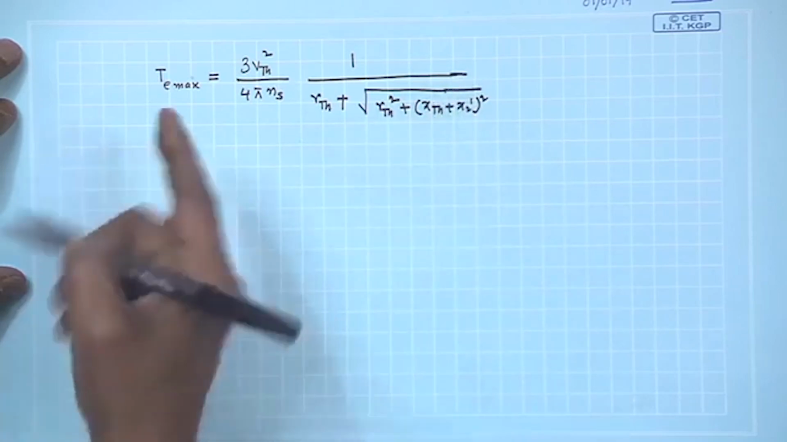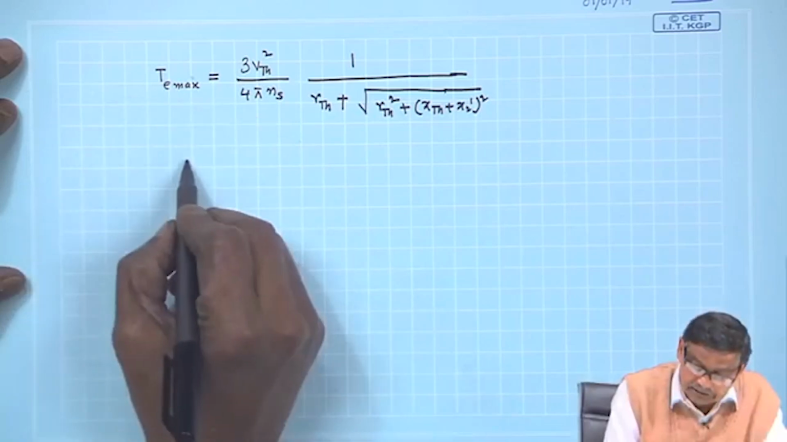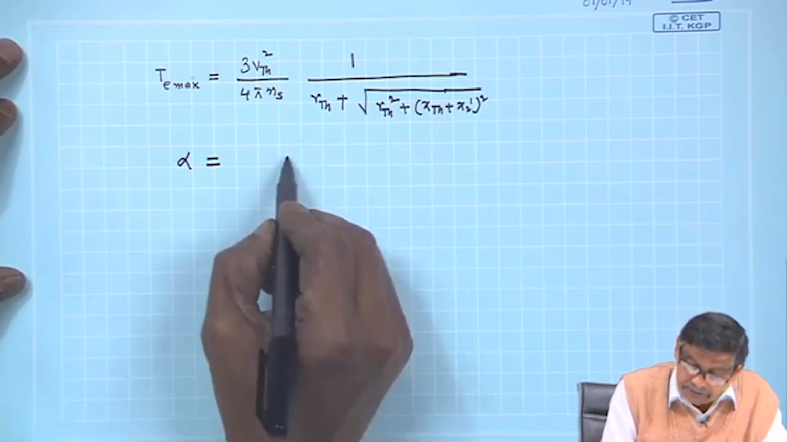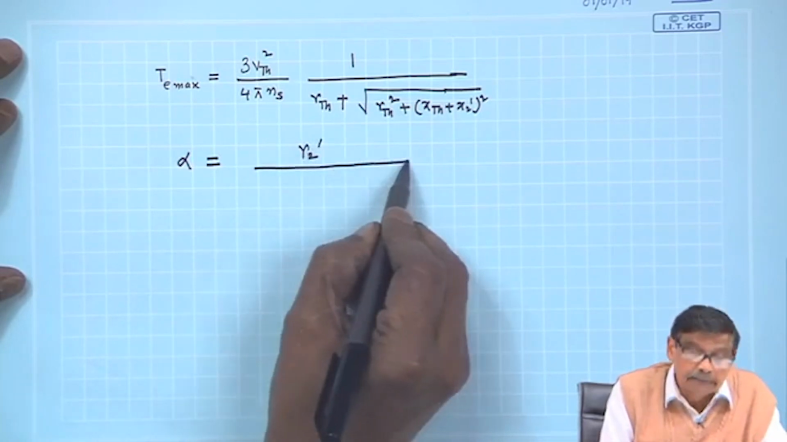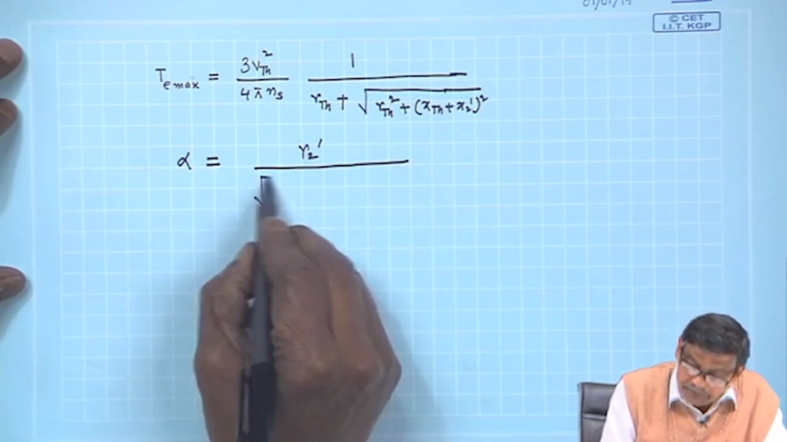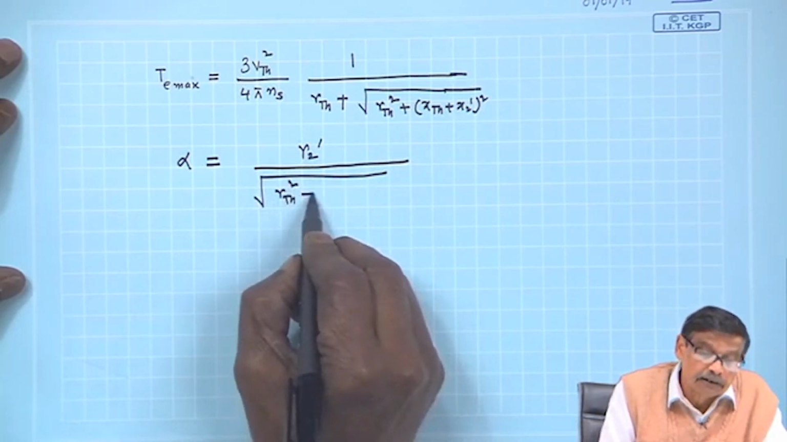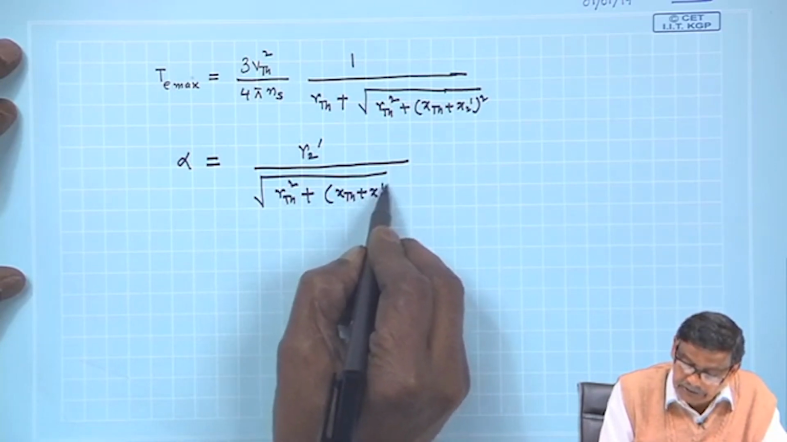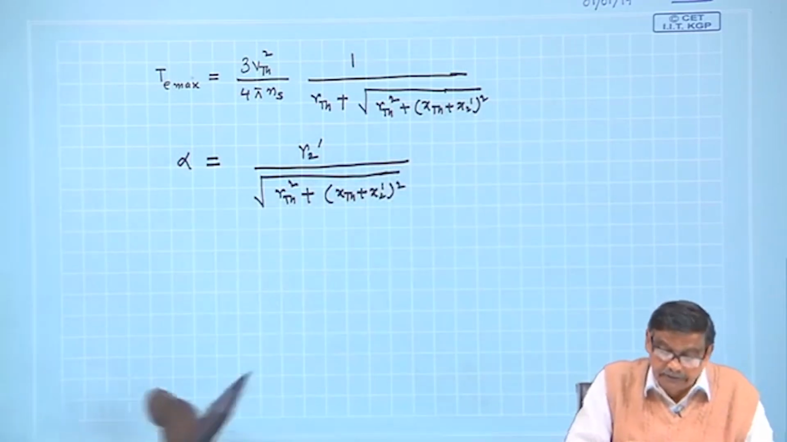This was T max, and the slip value at which this T max occurs, I denoted it by alpha, and it was like this: R 2 dash by square root of R Thevenin squared plus x Thevenin plus x 2 dash whole square. So, these were very important results.